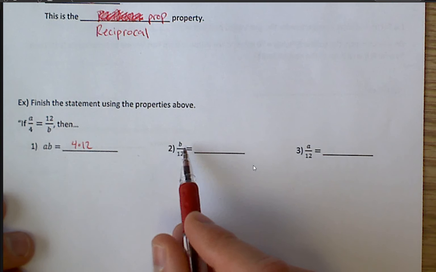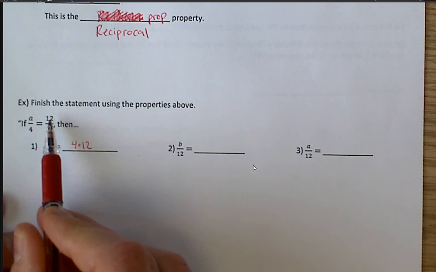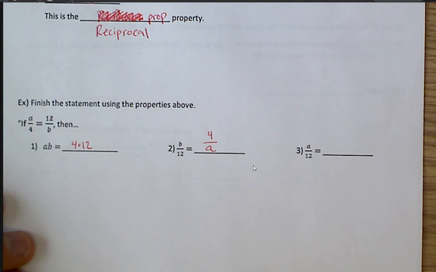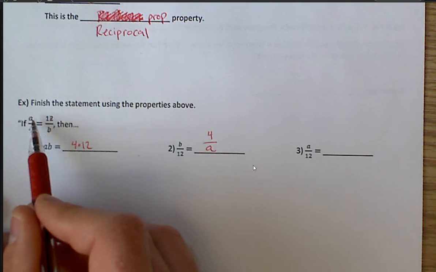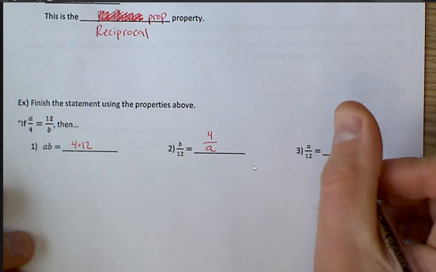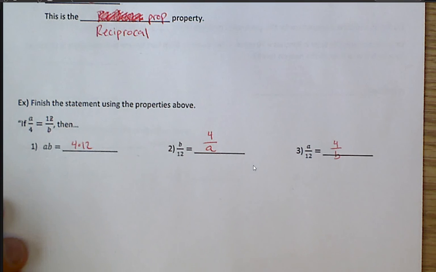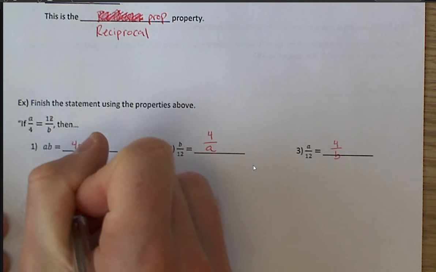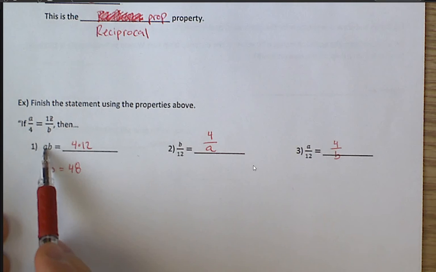Second one, B over 12. B over 12 would equal what? If I go B over 12, then I'd have to go 4 over A. So 4 over A. And then if I go A over 12, I need to go 4 over B. Now I want to show you something here with all of these. 4 times 12, if you take out your calculator, some of you may not know this already, you get on number 1, A times B equals 48.